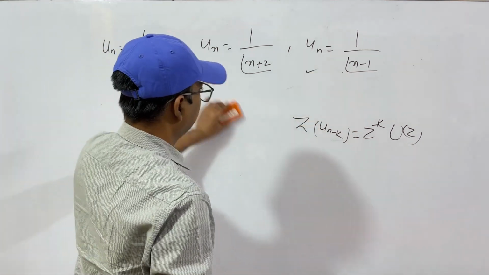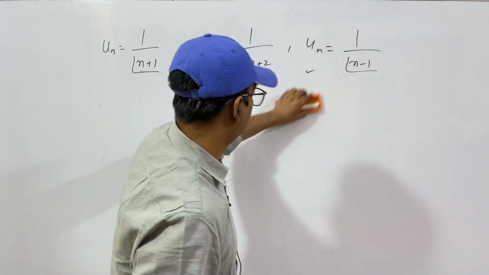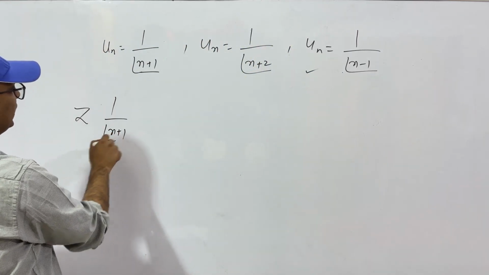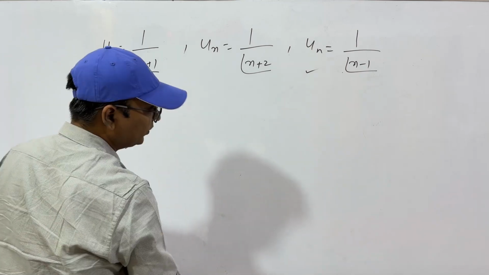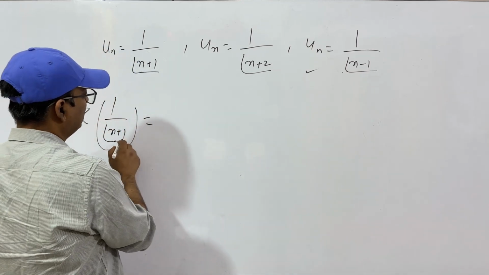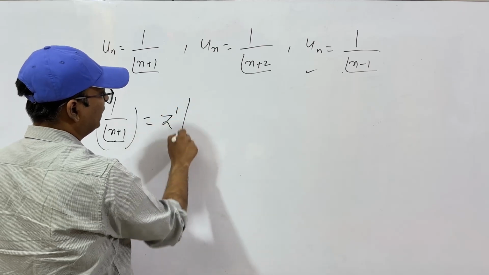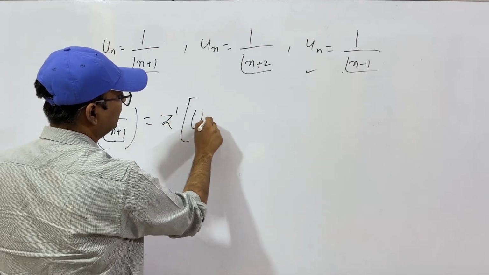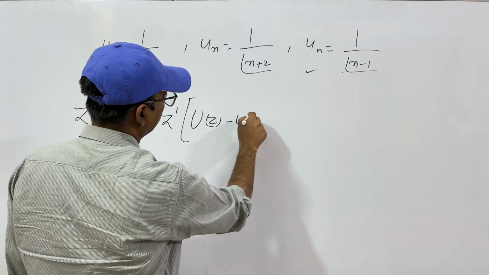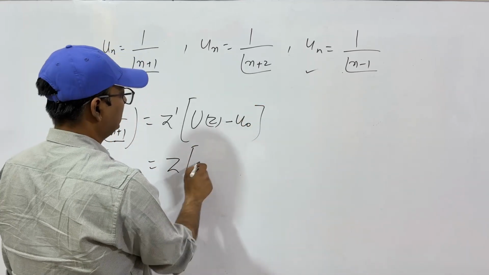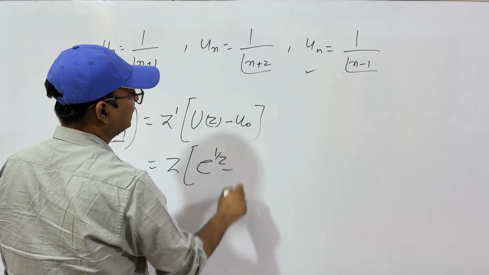Second, we have to find 1 by factorial n plus 1. This, if you remember, is n plus k. So it is z to the power k, that is z to the power 1, and here we have U(z) minus u0. This is the value. So it is z, and U(z) is e to the power 1 by z, minus u0.